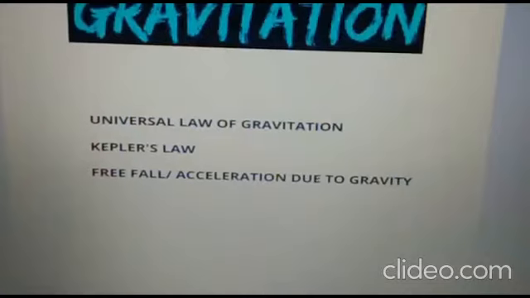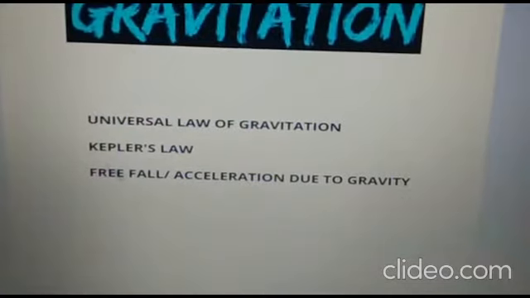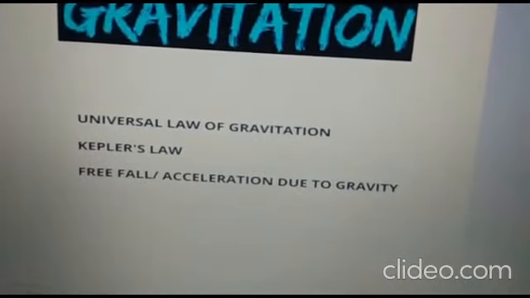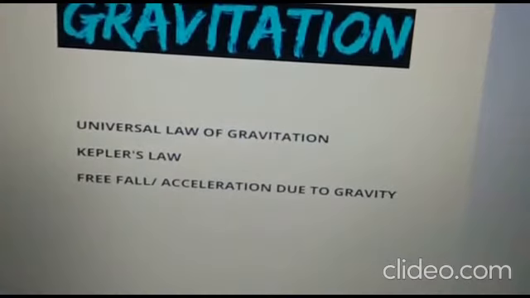We have already covered these topics: universal law of gravitation, Kepler's laws, and free fall or acceleration due to gravity. Now let us revise the previous concepts. First, the universal law of gravitation says that the force of gravitation is equal to G, which is a constant, multiplied by the product of the two masses, divided by the distance squared.